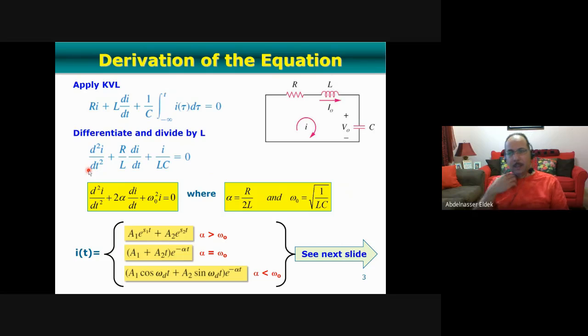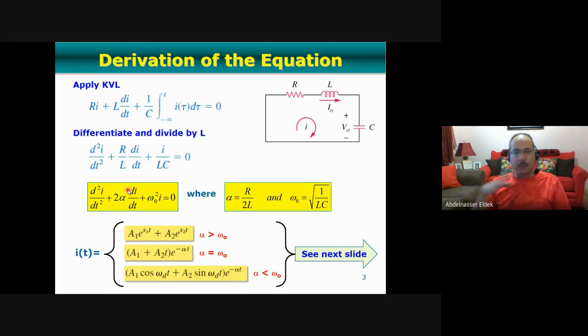So we differentiate and divide by L, you will get this equation here. As I said, we replace this R and L and C by alpha and omega. So here we write d squared i by dt squared plus 2 alpha di by dt plus omega 0 squared i. So in this case, 2 alpha equals R over L, then alpha equal R over 2L. And omega 0 will be the square root of 1 over LC.